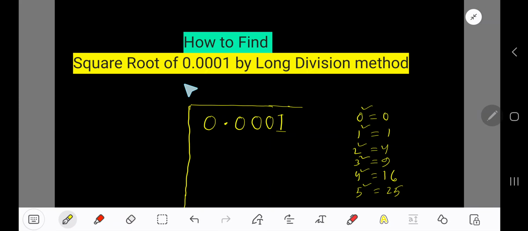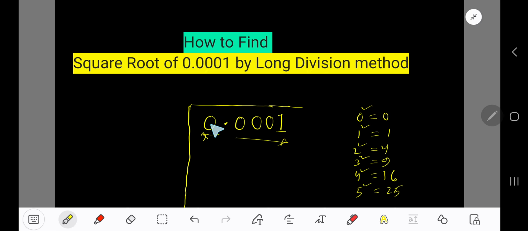How to find the square root of 0.0001 by the long division method. At first you need to make pairs. After the decimal you need to make pairs from left hand side to right hand side, and before the decimal, for the whole number part, you need to make pairs from right hand side to left hand side.